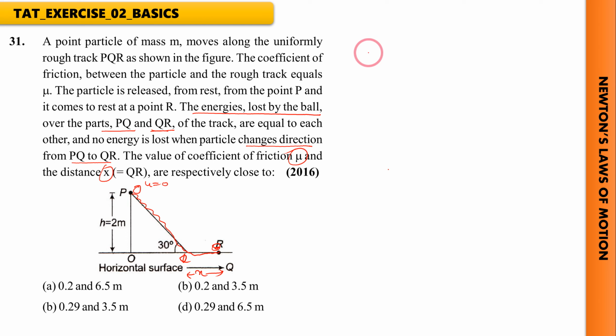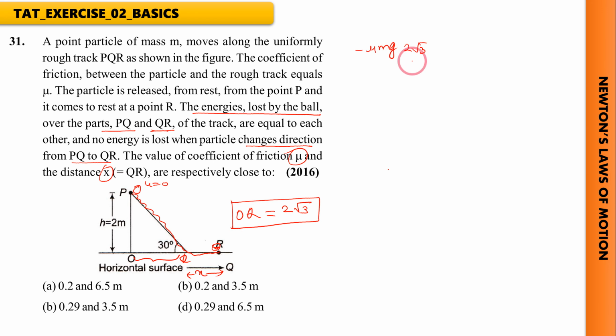So work done by friction on the part PQ is given by minus mu mg into horizontal length. How much is the horizontal length? That is, I'm talking about OQ. This length, OQ, will come tan theta equals to this, so 2 upon tan theta, that is cot 30. This OQ will come 2 root 3 using tan theta, tan 30. Okay, now this is 2 root 3.